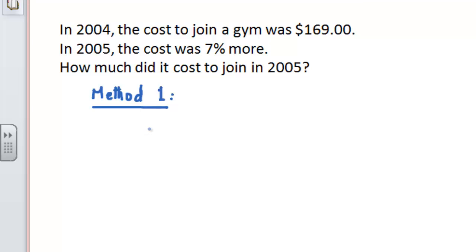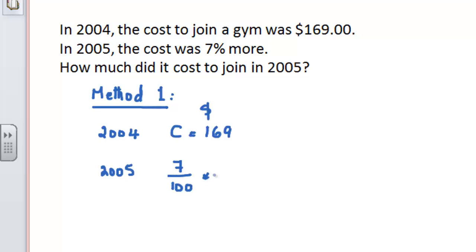So in 2004, the cost to join the gym was $169. In 2005, the cost was 7% more. So if I talk about 2004, the cost is $169. In 2005, there is 7% more, which means I have to calculate this 7% more. To calculate the 7%, we transfer the 7% to a decimal. So 7 over 100 times the original price, which is 169.